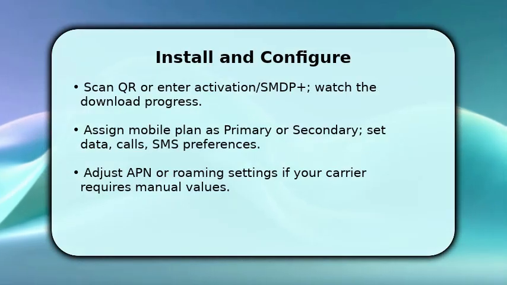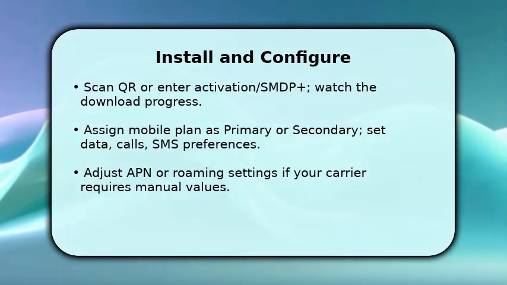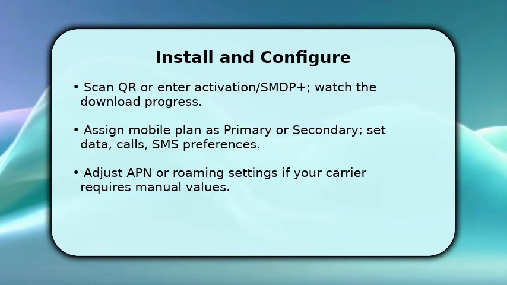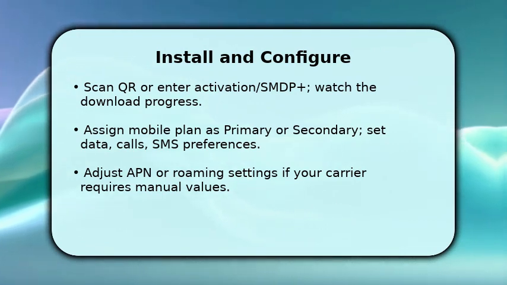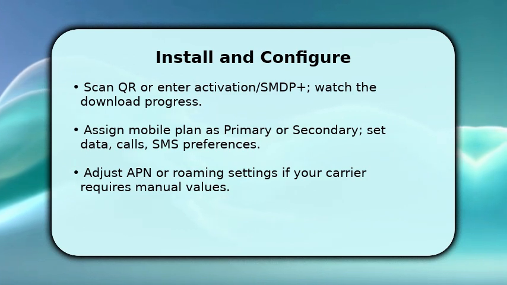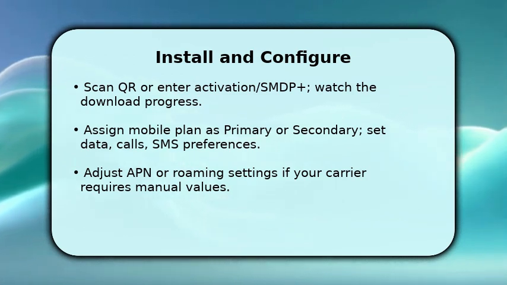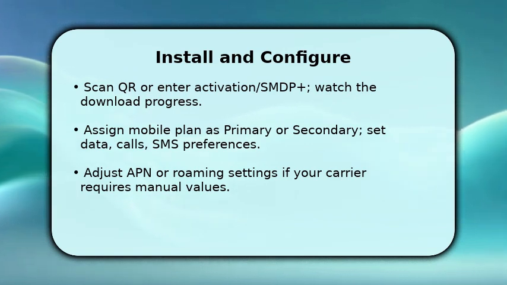Once the profile is downloaded, you'll see the new carrier listed. Tap it to install and activate. Next, choose whether this eSIM will be your data line or a secondary line for calls. Select data roaming if you need it. Make sure to set the preferred SIM for calls and messages under SIM preferences.